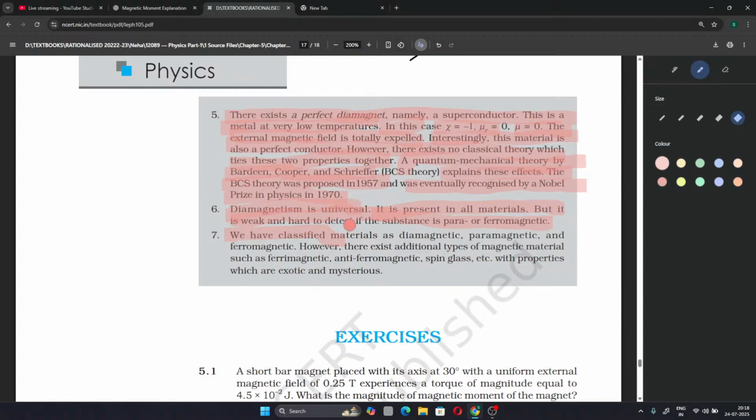We have classified materials as diamagnetic, paramagnetic, and ferromagnetic. However, there exist additional types of magnetic materials such as ferrimagnetic, antiferromagnetic, spin glass, etc., which are exotic and mysterious.